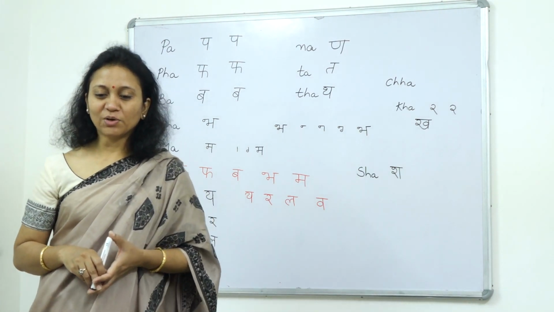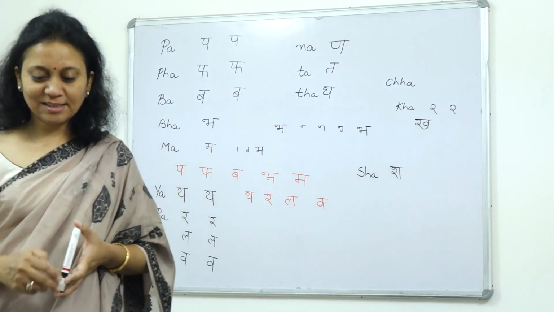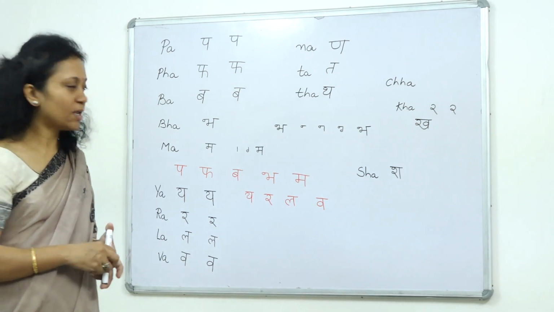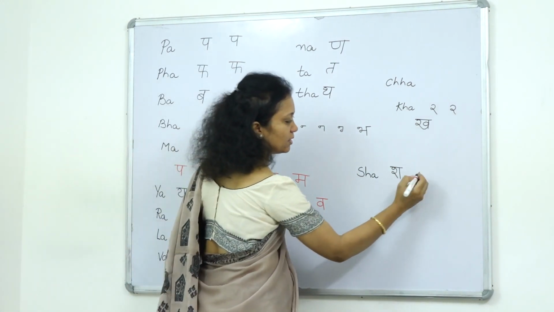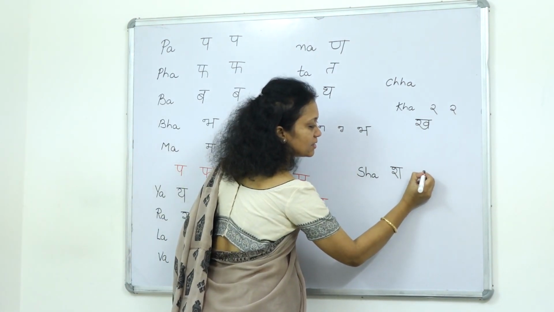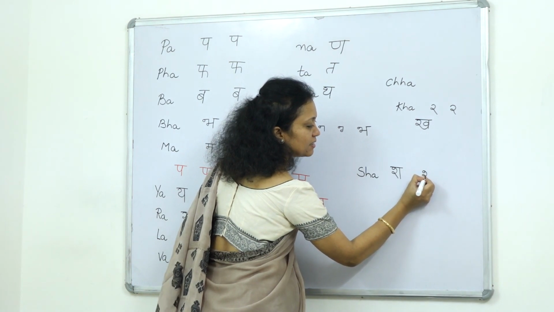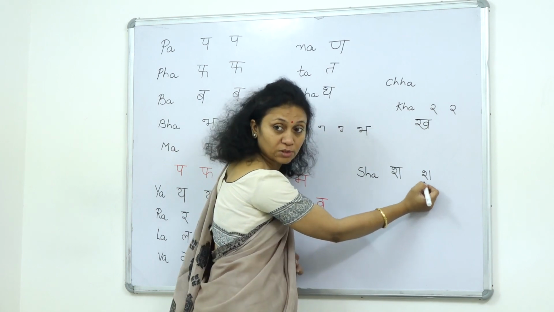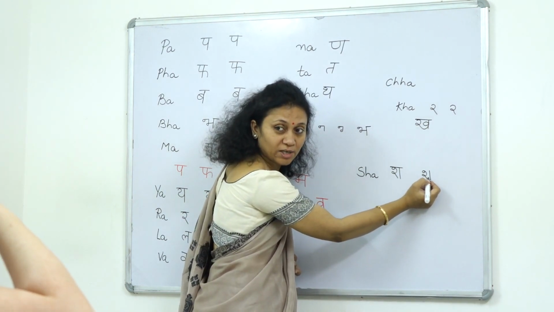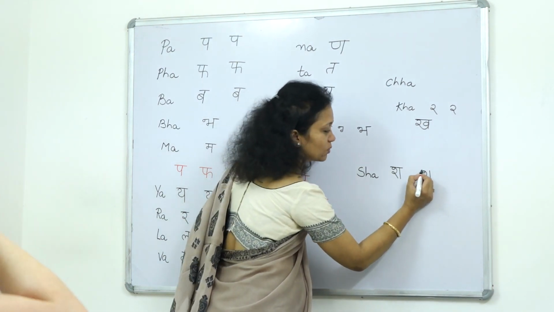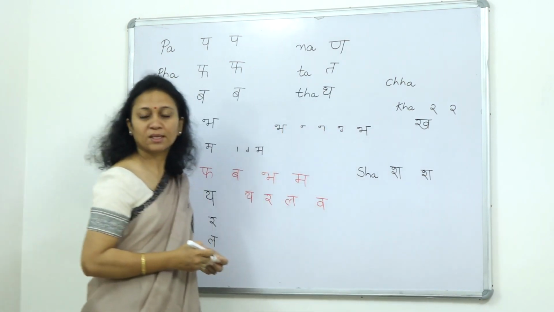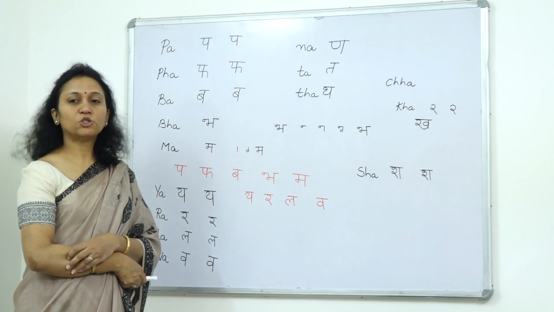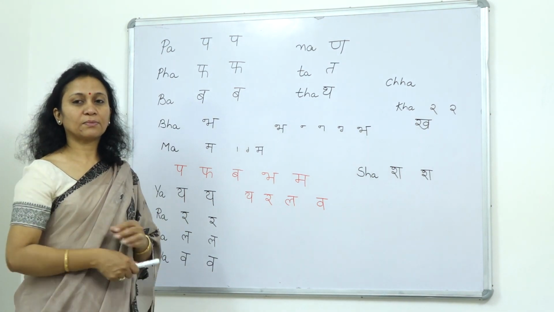You could have made your r a little bigger. Make it in equal proportion. So when you're writing the sh, circle, semicircle, loop down, and the vertical line are all in the same proportion. It's not smaller. It's the same. So that's sh.